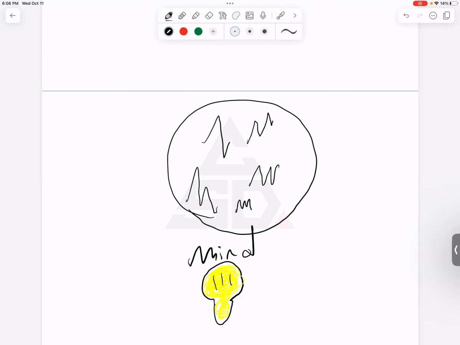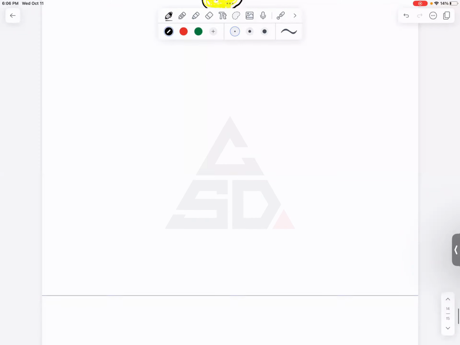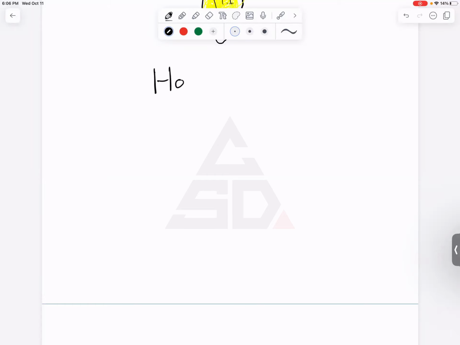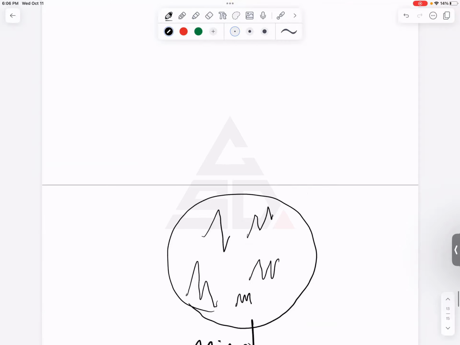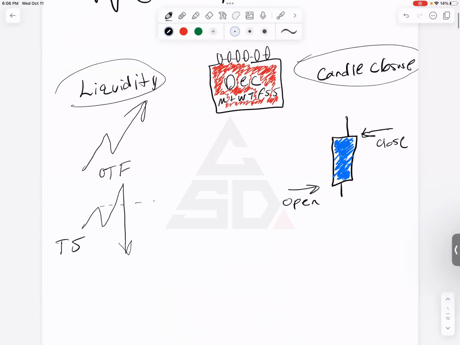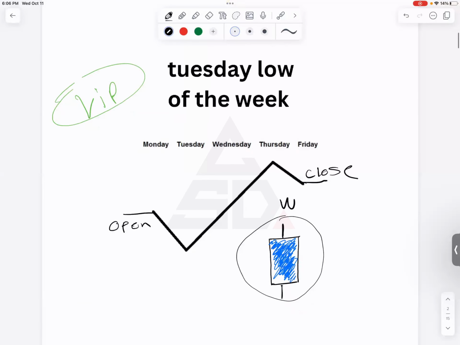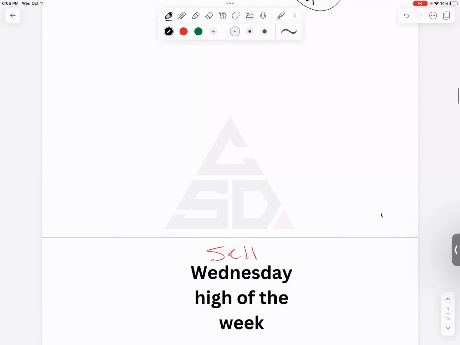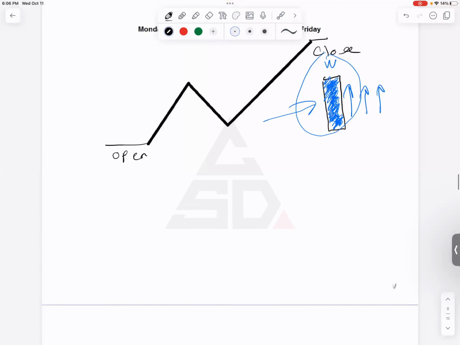So that being said, let me drop some homework for you guys. This is your homework. I'm going to revisit something real quick. I want you guys to go find me a Tuesday low of the week. It can be a buy or a sell.